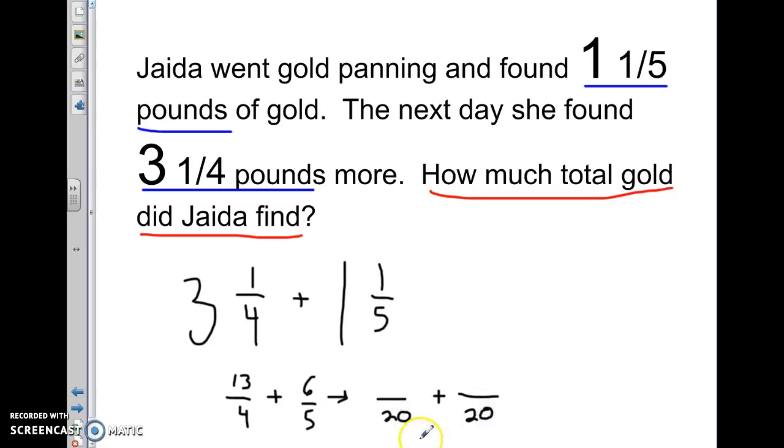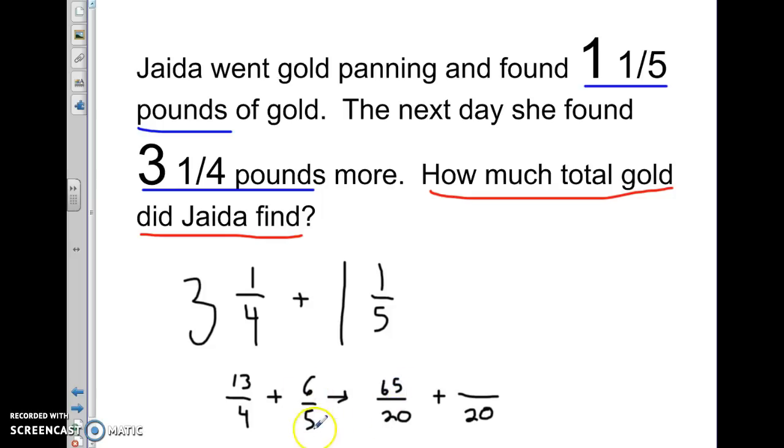It's going to be the common multiple of 4 and 5. So I would change the 4 to a 20. I multiply it by 5. That means I have to multiply this top number by 5. 13 times 5. Well, 10 times 5 would be 50. And then 3 times 5 is 15. So 50 and 15 is 65.